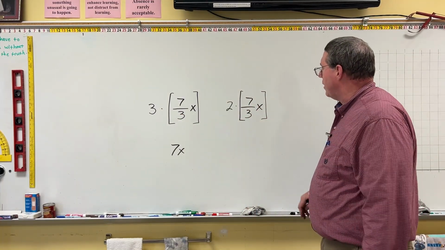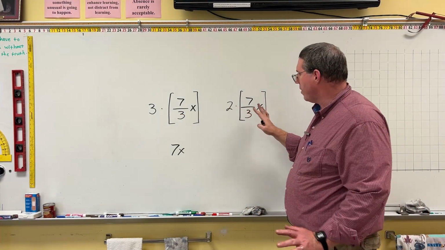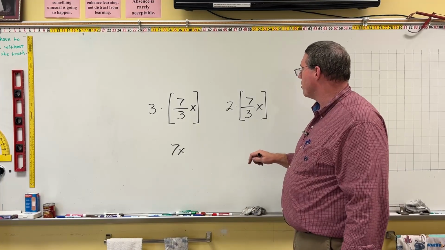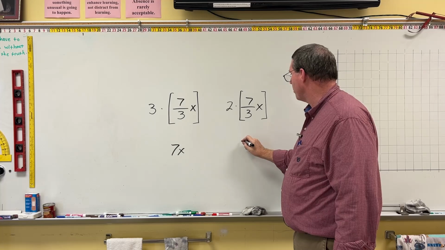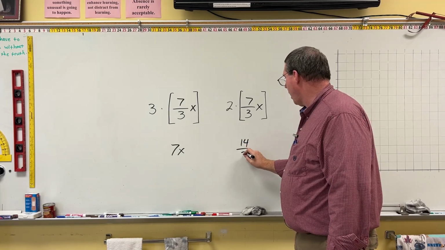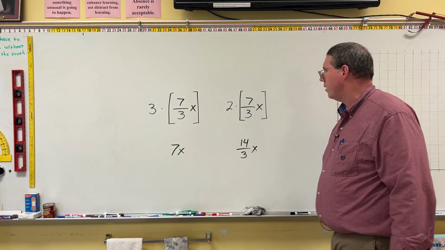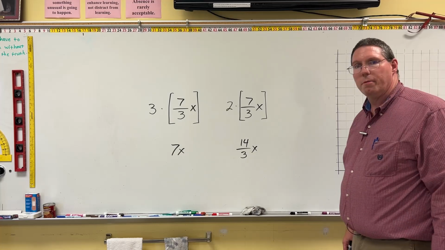But we can't do that here. Over here, 2 and 3, they don't cancel each other out. So what we do instead is we multiply the 2 times the numerator. So 2 times 7 is 14. We leave the denominator and we put that x on, okay? Let's try another couple of examples.